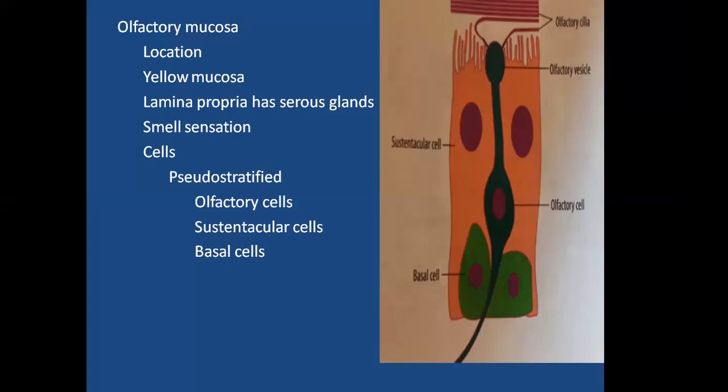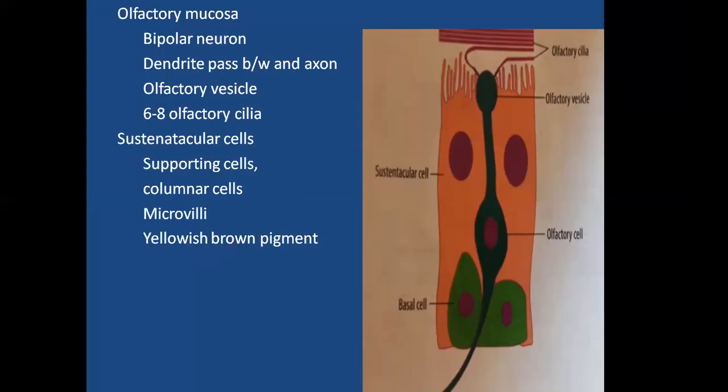First of all, it consists of pseudostratified columnar epithelium which is ciliated, and this pseudostratified columnar epithelium contains three important cells. Number first cell is the olfactory cell. The olfactory cell is a bipolar neuron which has axons and dendrites, and the dendrite has the olfactory vesicle, and from this olfactory vesicle, 6 to 8 olfactory cilia arise. The difference between the cilia of respiratory epithelium and the olfactory epithelium is that these are non-motile.